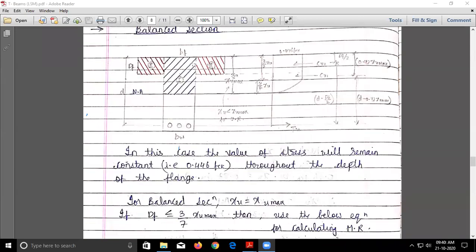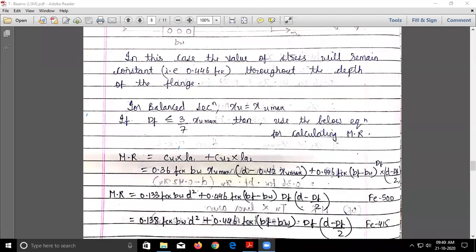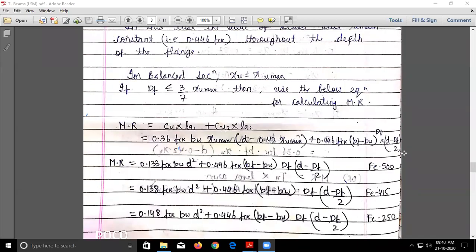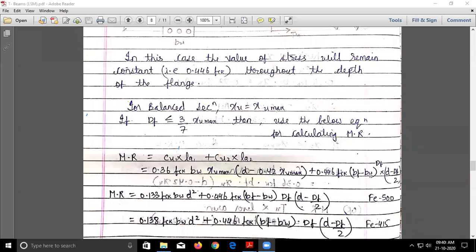So I have separated like this so that you understand. I have differentiated with two areas so that you understand this equation. So this will become 0.446 FCK into BF minus BW into DF. Okay, this is the area, this into DF, into the lever arm distance, which is d minus df by 2. Here you can see the lever arm distance is d minus df by 2. So this will be the equation for a balanced section.